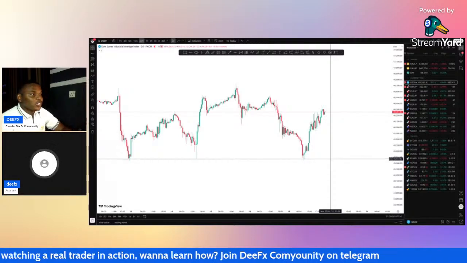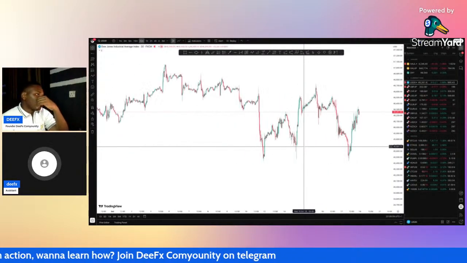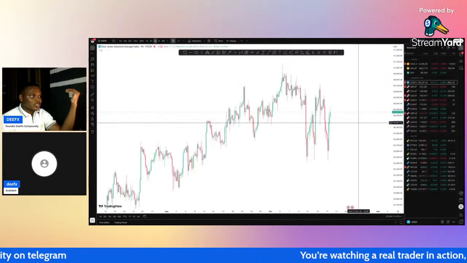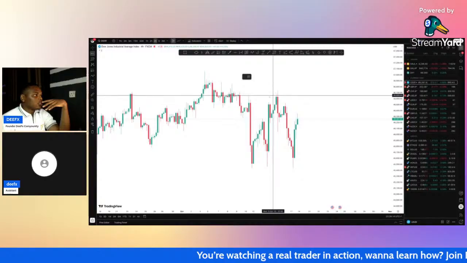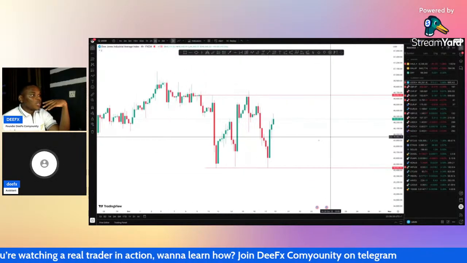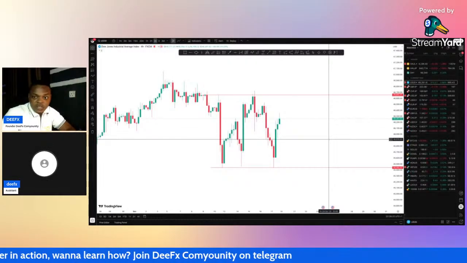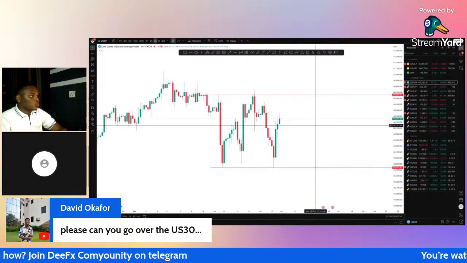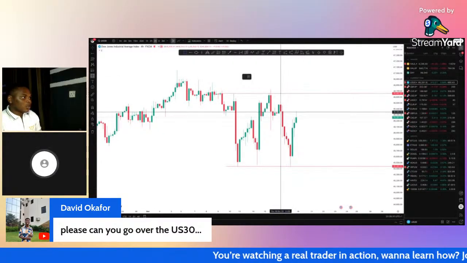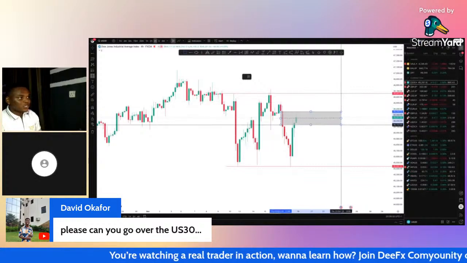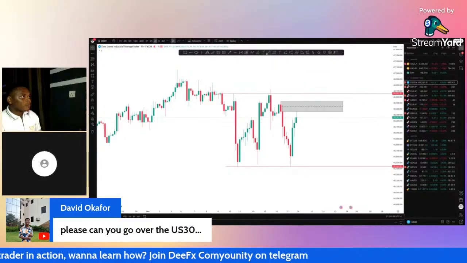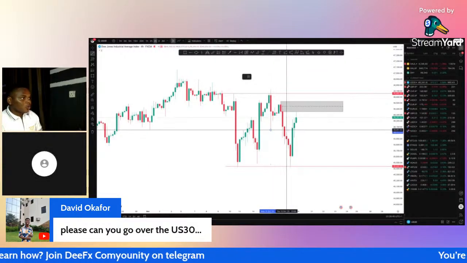Please, can I go over US 30? Okay, good. So now I'm currently on US 30, and potentially it looks like it is ranging. That means it is just within this particular region here, and then it is also within this particular region here. Now one could potentially look at what one could do. Price is currently tapping into this particular order block here, which potentially was the beginning of this change of character or break of structure, whatever it is called, around this region.